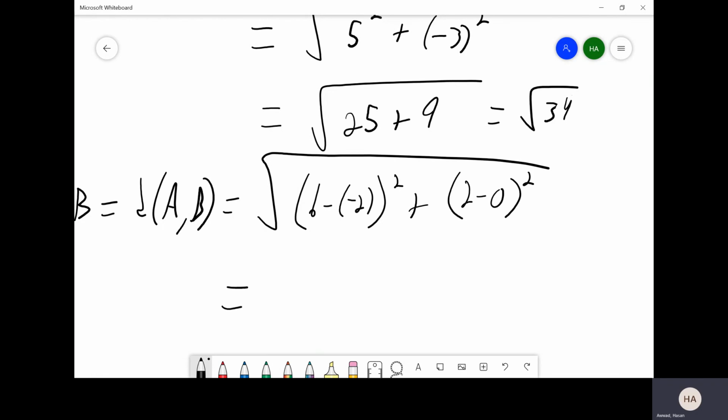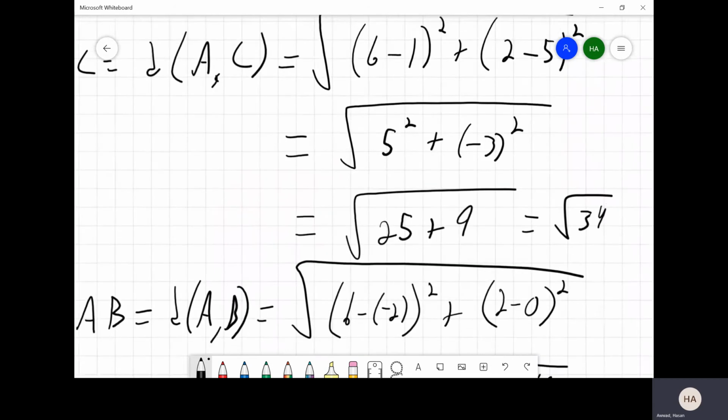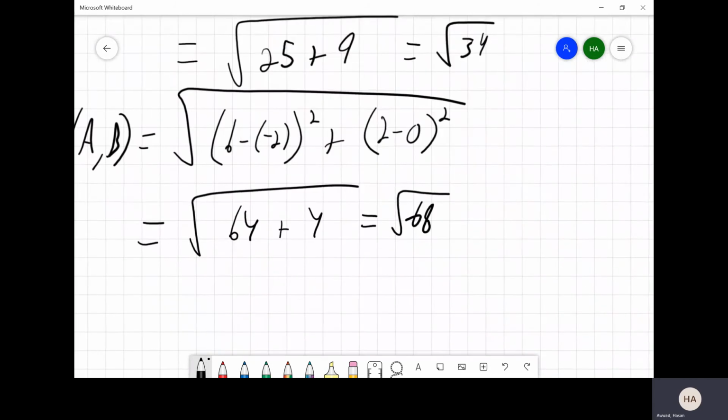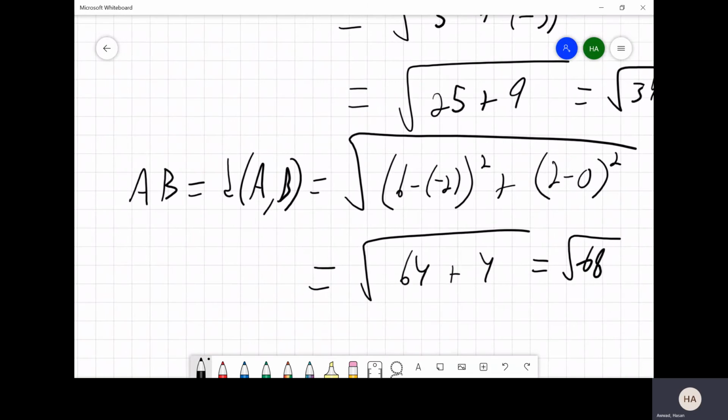Let's simplify this. 6 minus -2 is 8 squared, which is 64. So we have 64 here, plus 2 minus 0 squared is 2 squared, which is just 4. So we have the square root of 68. Once again, this is where I'm telling you guys, just leave it as a square root, because it's just less work when you plug it back into your Pythagorean theorem. So now we have found the square root of 34 is equal to side AC, and the square root of 68 is equal to side AB.